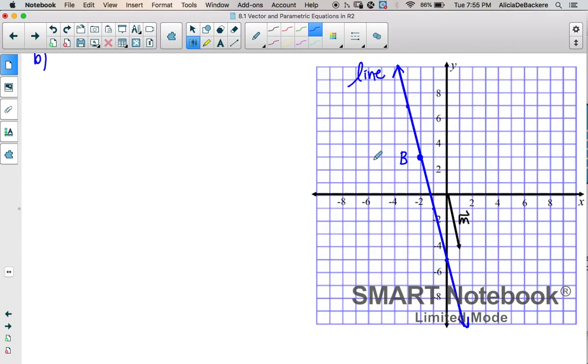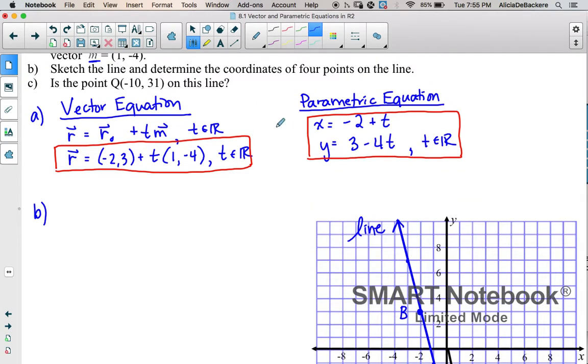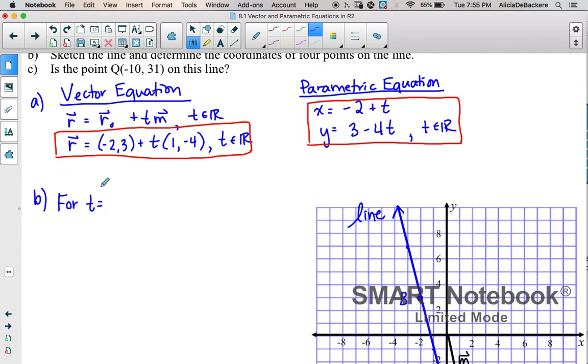Okay. The other part of part B asked me to find the coordinates of 4 points on the line. So hopefully you can see some of those points really clearly. When we don't have a graph, I'm going to show you how you would do it. To find any point on the line, I'm just going to pick a number for t. So all I have to do is pick 4 different numbers and it's going to come up with 4 different points for me. So for instance, I might pick t = 1.